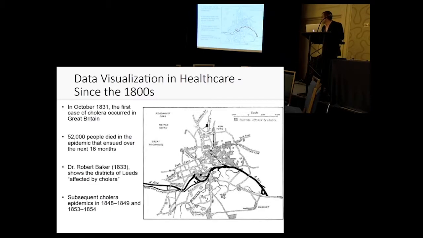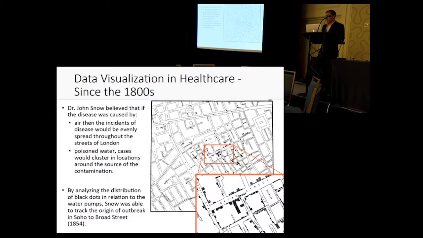Twenty years later, which is what David showed before as well, it was John Snow who said, if we believe that the disease is caused by air, then it should be evenly spread out throughout the city. If it's water, then it should be clustered around the water pumps. And that's what he did.